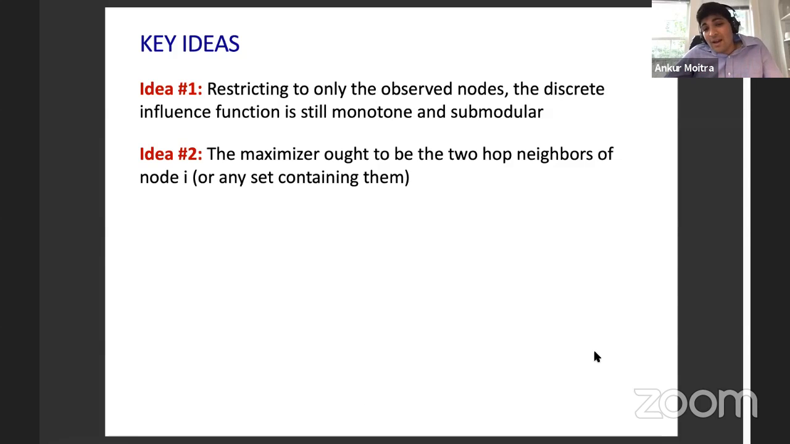So now here's the key idea: the maximizer of that monotone submodular function, and it's good to have an intuitive description of what this is. You have some node I that's observed. You're asking, among the other observed nodes, which one should you pin to the spin +1, to most influence the spin of that node I? Well, the maximizer of that ought to be not the neighbors of I, because those are latent variables, but the two-hop neighbors, the neighbors of their neighbors, because those are a separator in the graph.